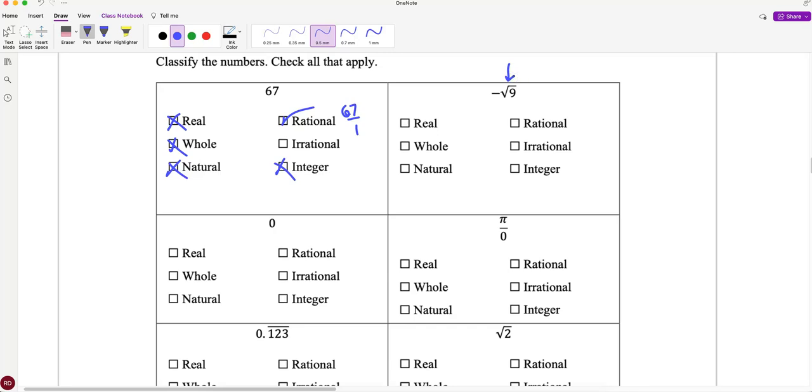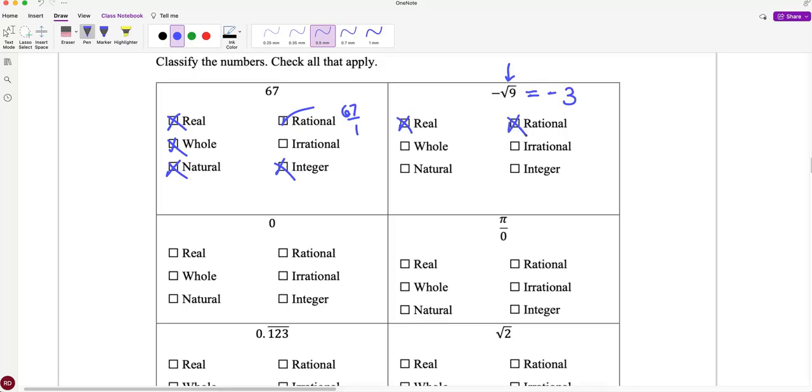Now if I look at negative square root of 9, square root of 9, is there a number you multiply by itself and get 9? Well, the answer is 3. This number is negative 3. Is that real? Yes. Is that a whole number? Whole numbers are 0, 1, 2, 3, so it is not. Is that a natural number? 1, 2, 3, 4, 5? No. Is it rational? Can I write it as a fraction?